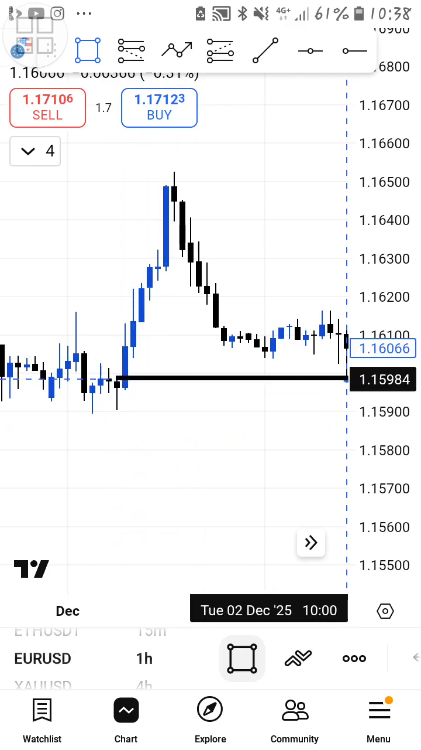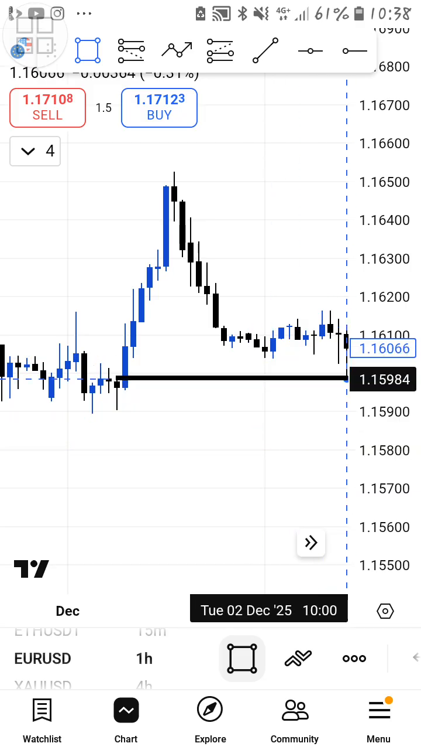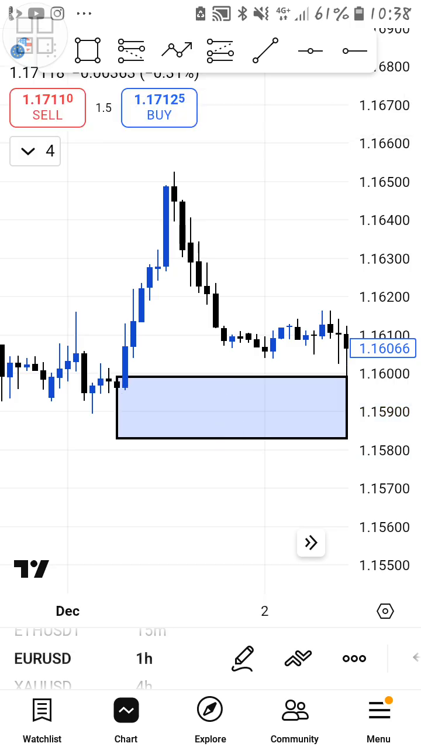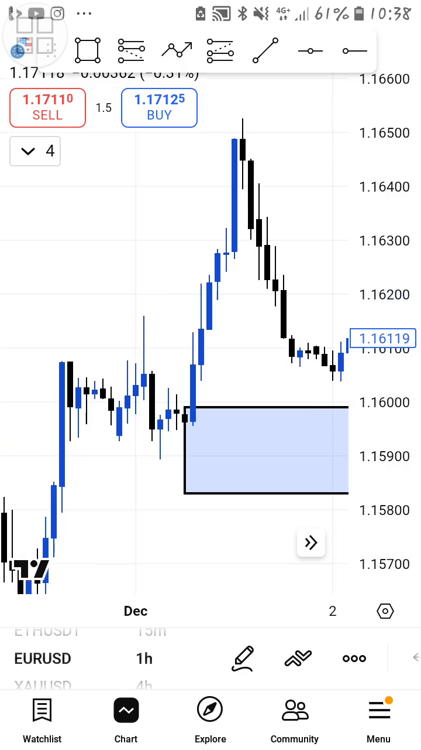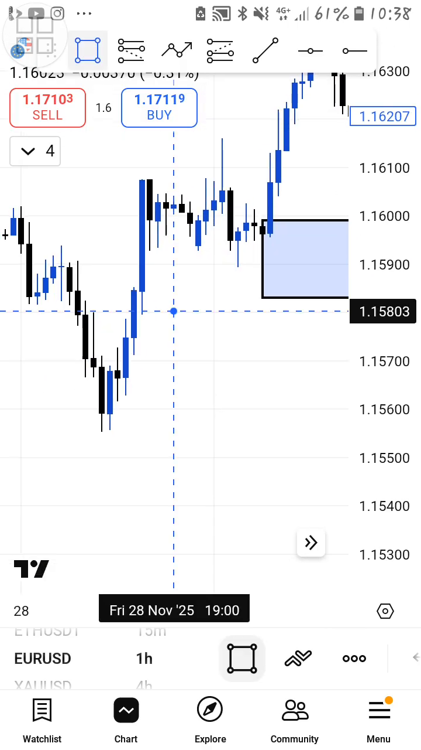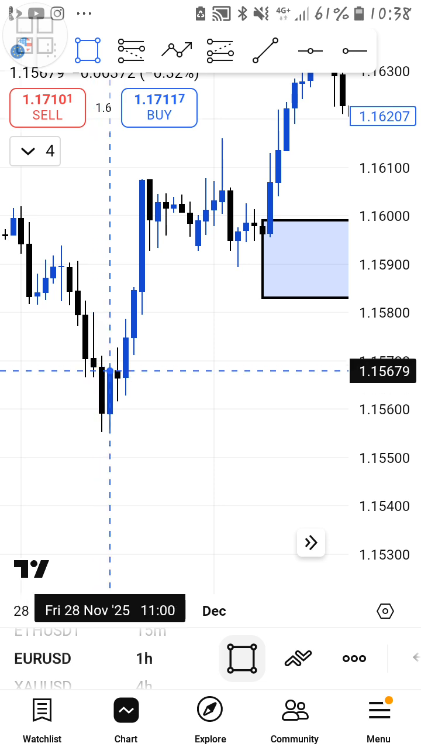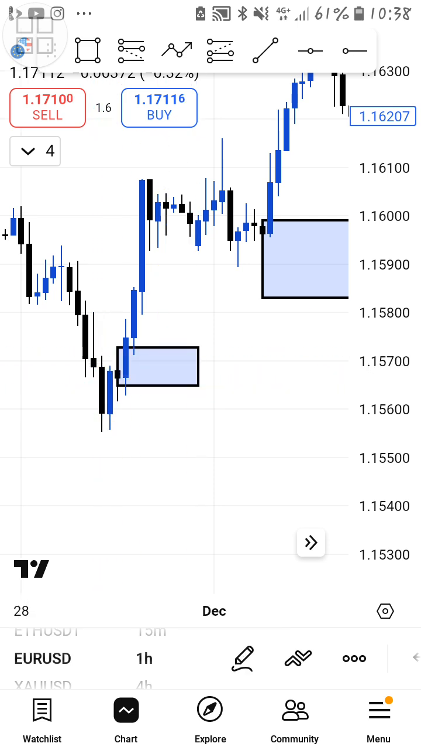There's also a demand zone there. There's also a demand zone right over there. So basically, if you understand how to use this concept, it will be easier for you to trade the market, if you understand how to capture these demand zones.